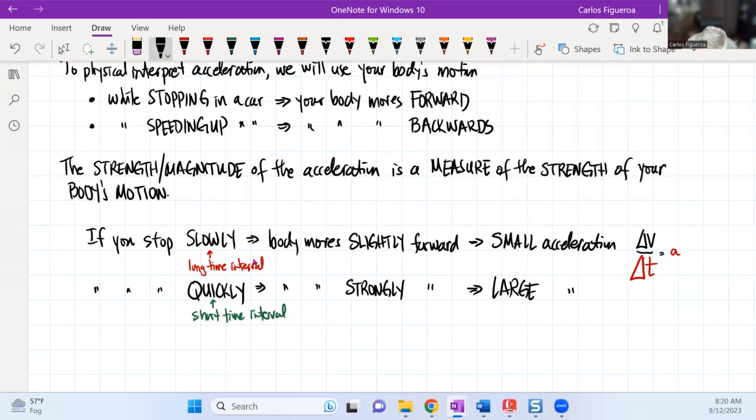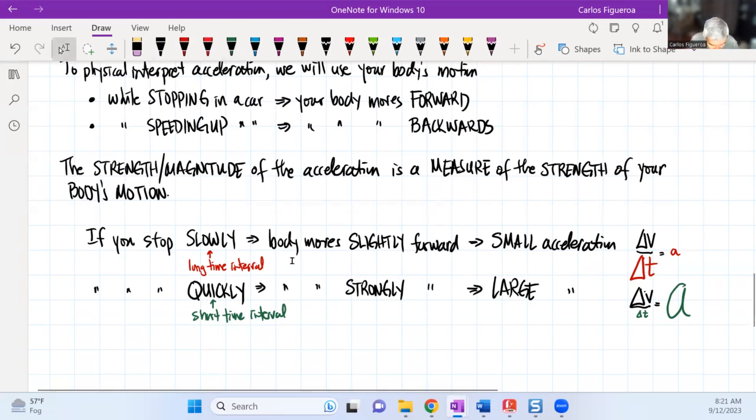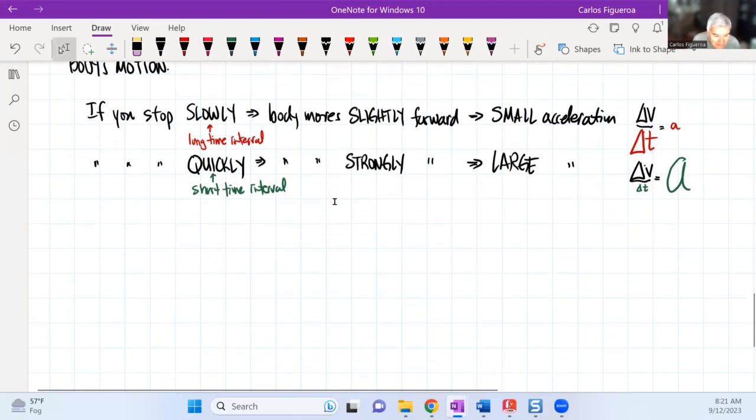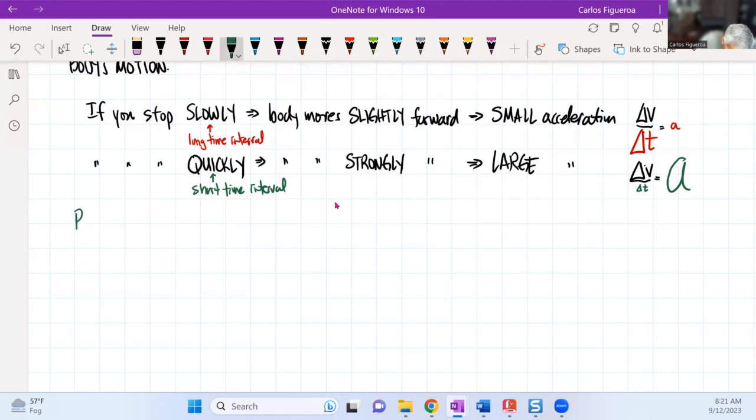So that means even though my change in velocity has not changed, what happened was that I did it over a short time. And as a consequence, I had a large acceleration. So physically, that's how we measure acceleration with our body. But now let's draw pictures to get a sense of this. So now, picture-wise, what does this look like?